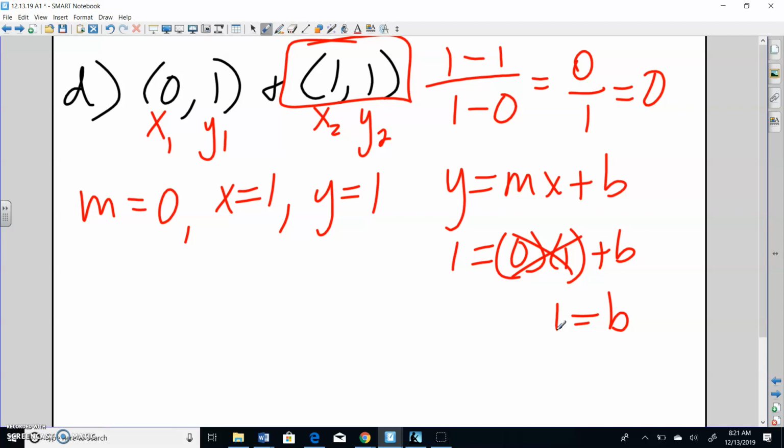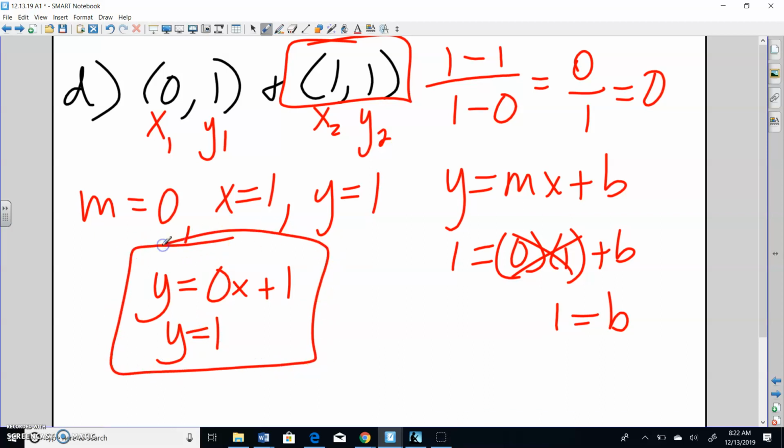So, Tyrese, what's our equation going to be? Plus 1. That would be acceptable. You could also, because we know that 0x is just 0, you could just write y equals 1. Both of those are acceptable. Kind of like this one because that helps us if we're graphing. We know we have a 0 slope. But either one is acceptable. Okay?